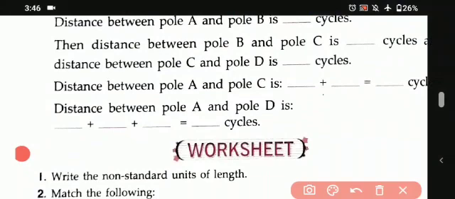The distance between A and C. That means in every column there are 3 cycles. So we'll be writing here 3 and 3. Then how many cycles are there? That means 3 plus 3, yes, 6. So we have 6 cycles. Now the distance between pole A to D. Now we have to calculate all the 3 poles. In each pole there are 3 cycles. So we will be writing here 3, 3 and 3. Okay. Then comes 9.